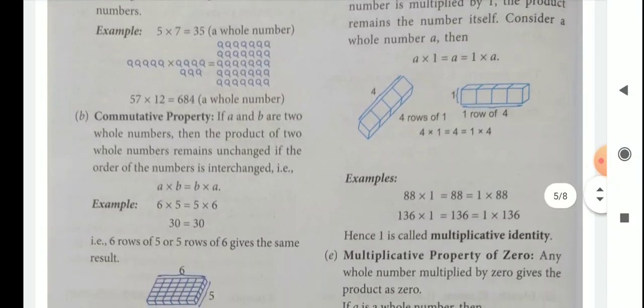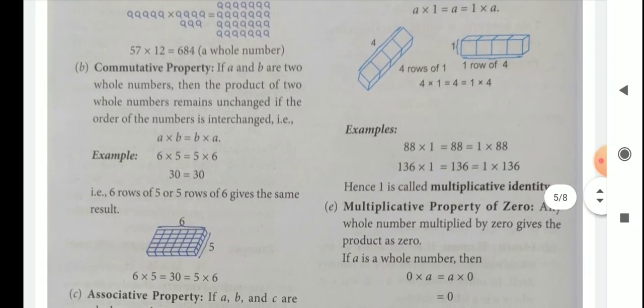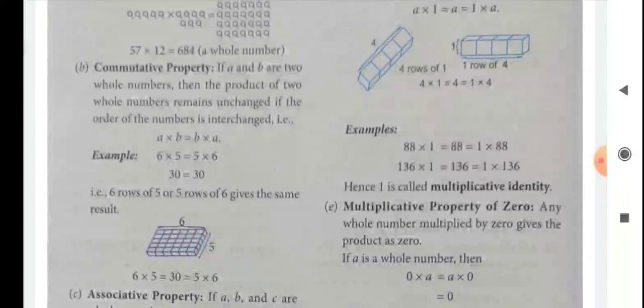Then commutative property. Here commutative property also exists. Means A multiply B equal to B multiply A. Answer will be same.